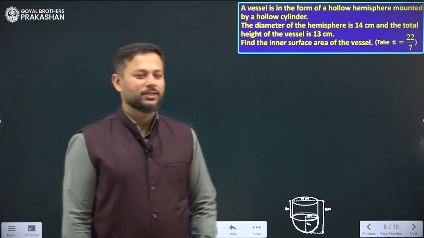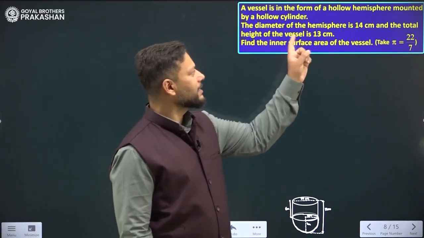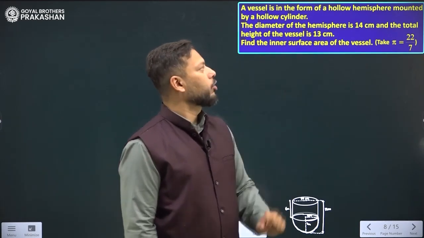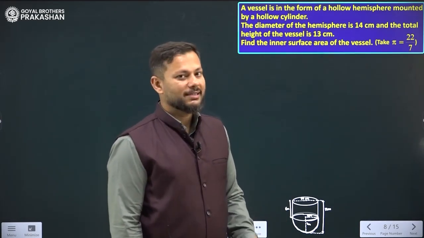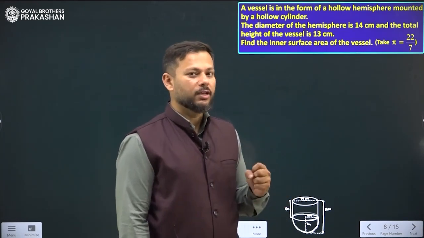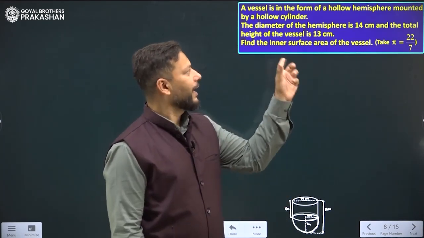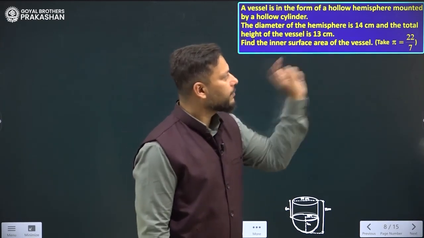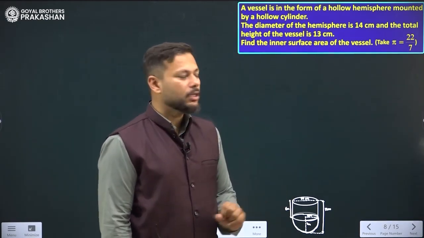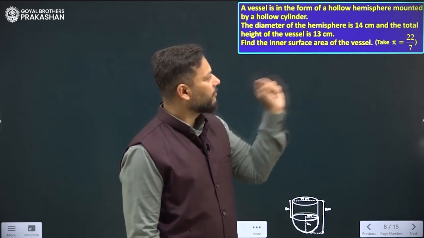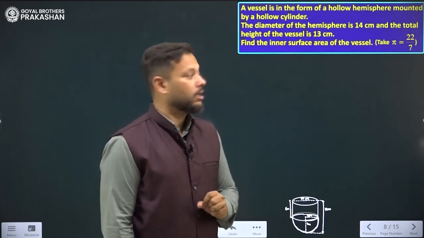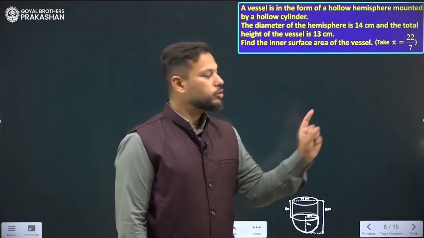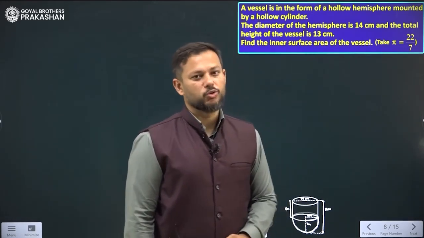Let us look at this question. A vessel is in the form of a hollow hemisphere mounted by a hollow cylinder. What is the vessel? It is the combination of two figures, a hemisphere and a cylinder mounted on each other. The diameter of the hemisphere is 14 centimeter and the total height of the vessel is 13 centimeter. We need to find the inner surface area of the vessel. Also, we need to take pi as 22/7.